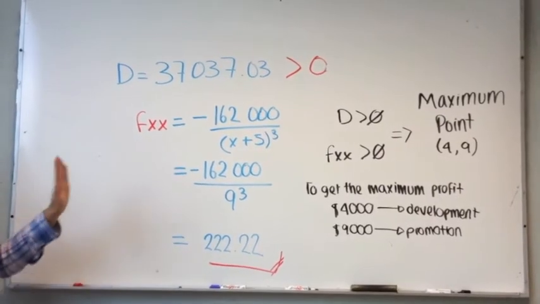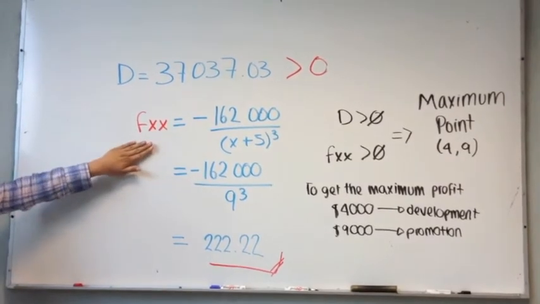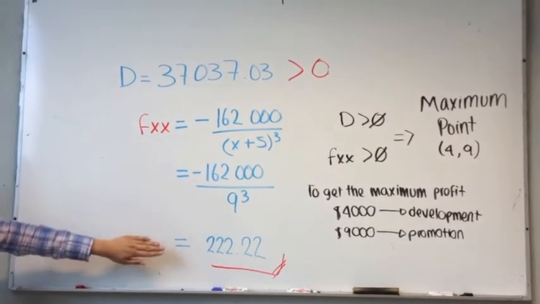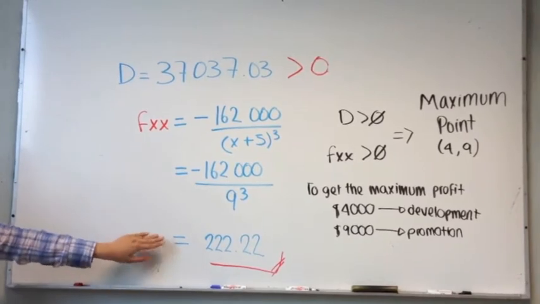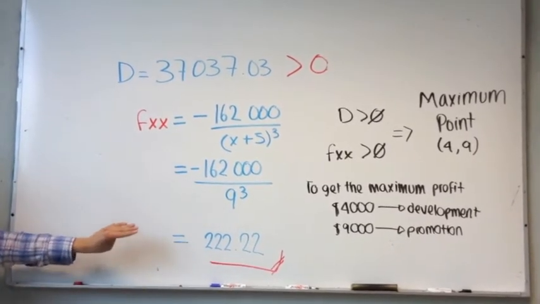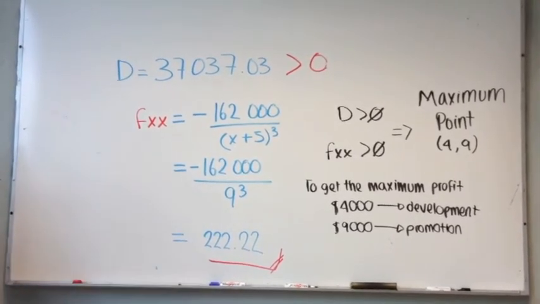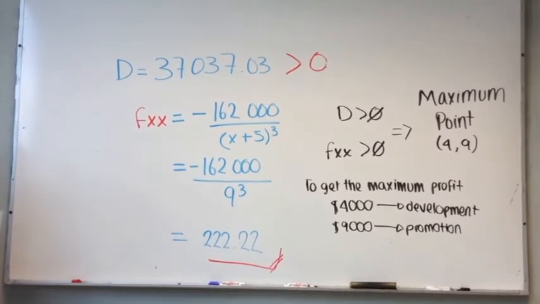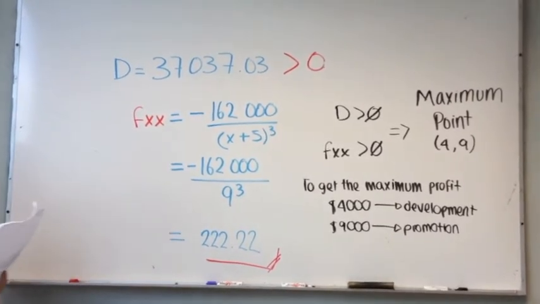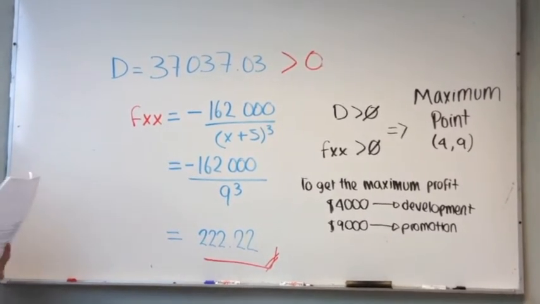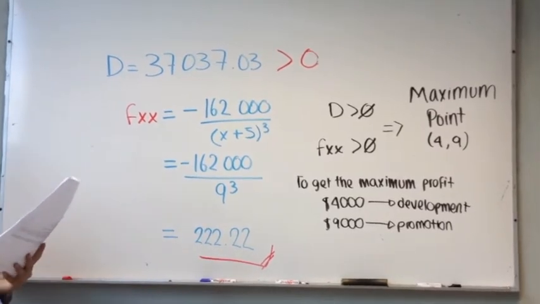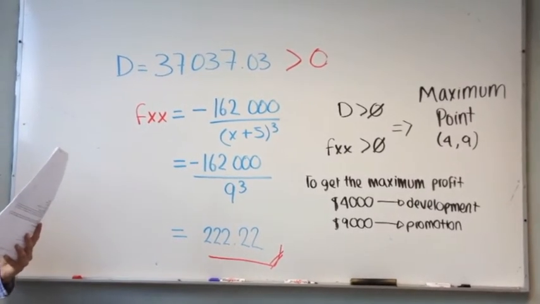And so we just evaluate on the second derivative of x, and since the result is also positive, it means there's a maximum point at (4, 9), and so this means that the manufacturer, in order to get the maximum profit, should spend $40,000 on development and $9,000 on promotion.